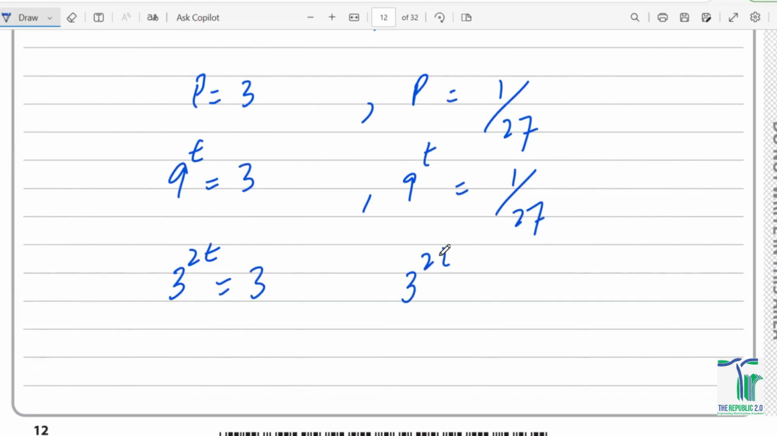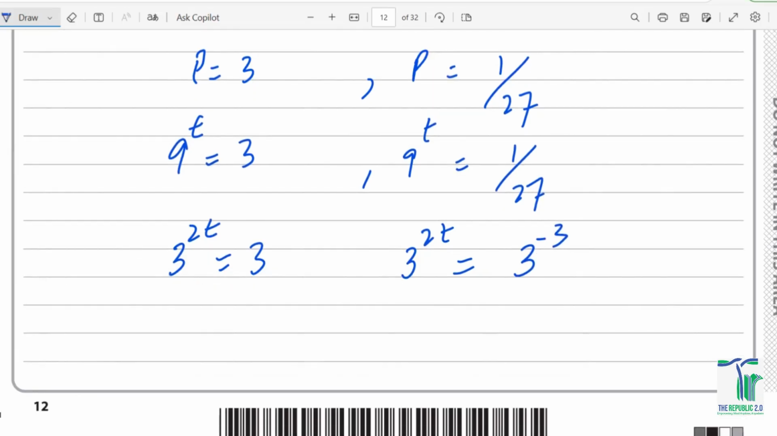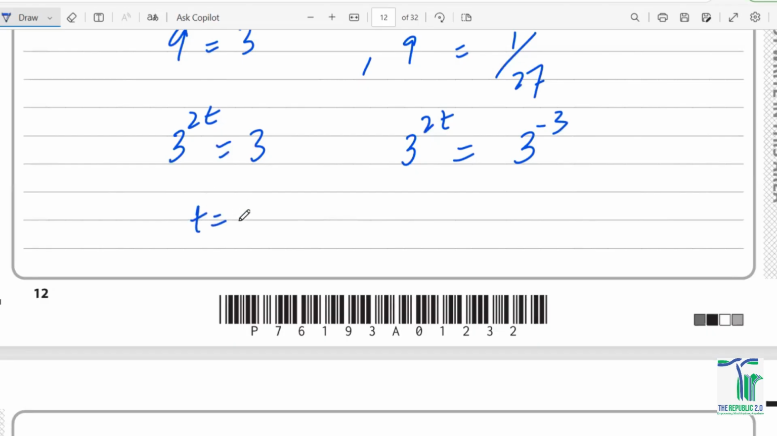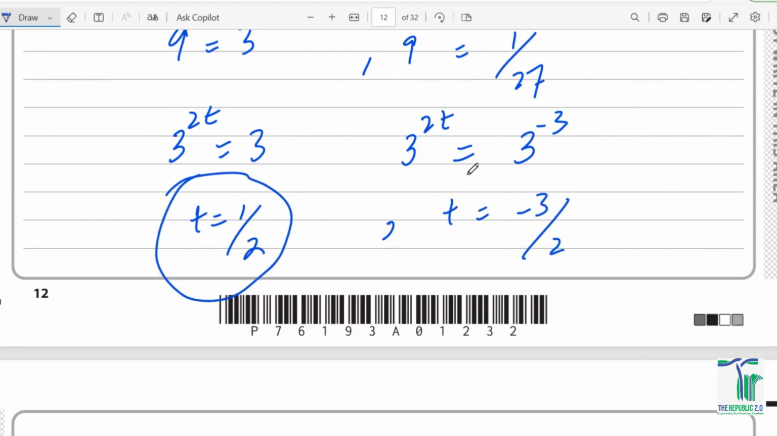3 to the power of 2t is equals to 1 upon 27, which can be written as 3 to the power of minus 3. Equating their powers up, from here I'll get t is equals to 1 by 2. And from here I'll get t is equals to negative 3 by 2. So these are the two answers I was looking for, right? T is equals to 1 by 2 and t is equals to negative 3 by 2.